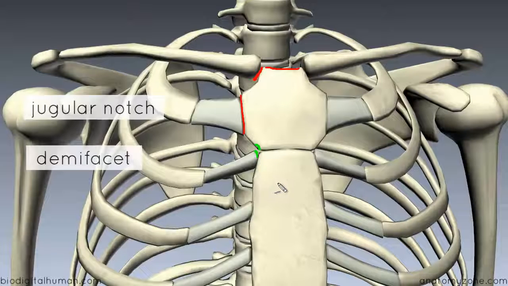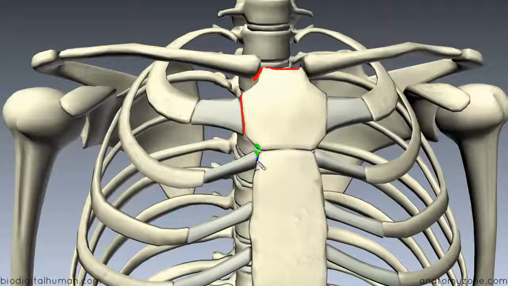So obviously this means that there must be another demi-facet. The other demi-facet is just below, on the top of the body of the sternum, and this articulates with the bottom half of the second costal cartilage. So on the manubrium, you've got the sternal notch superiorly, then facets for articulation with the clavicle and the first costal cartilage, and then a demi-facet at the bottom of the manubrium for articulation with the top half of the second costal cartilage.